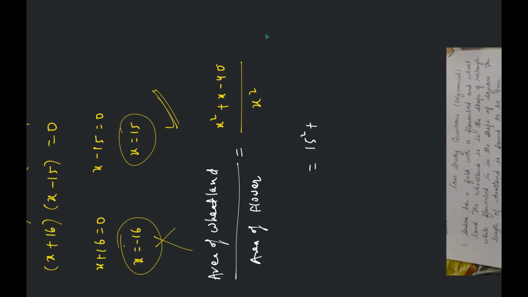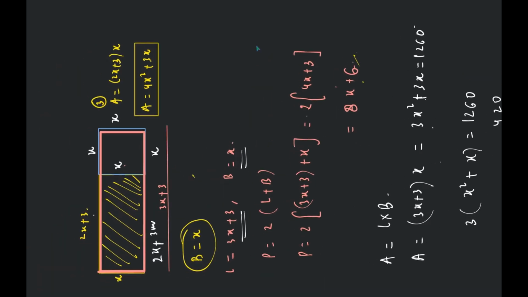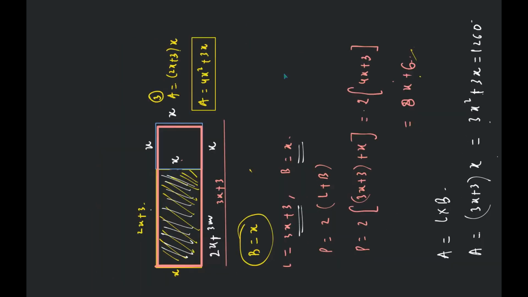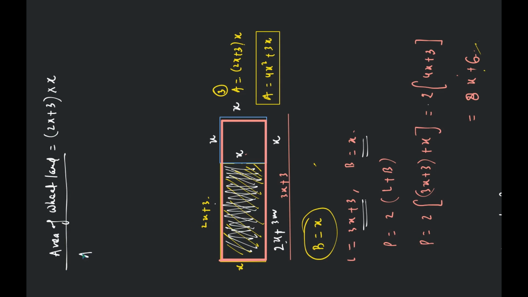No. You do not put here. You just put here. This is length into breadth. Length is how much? This is wheat, na? Student, your doubt, your question is area of wheatland. I think we can just subtract that. No. Just ratio, na? Wheat is only this. Just put length into breadth. That is 2x plus 3 into x, and area of flower bed is x into x. Getting or not?